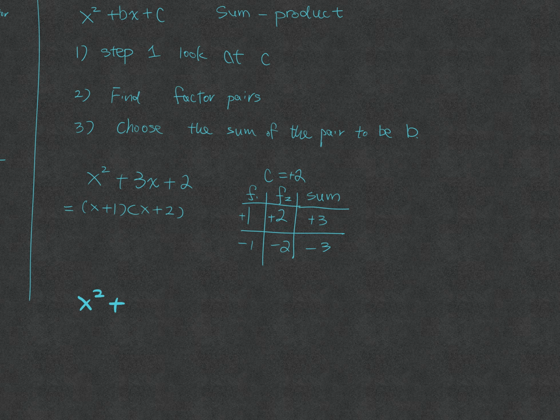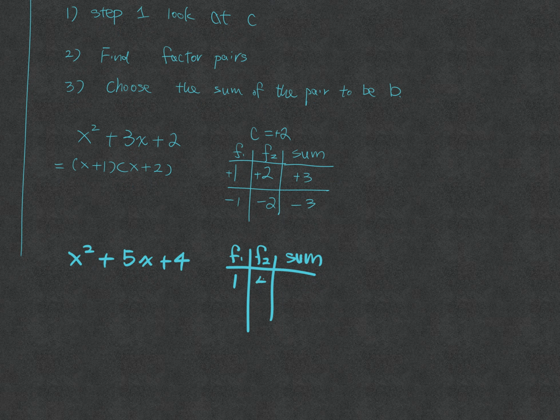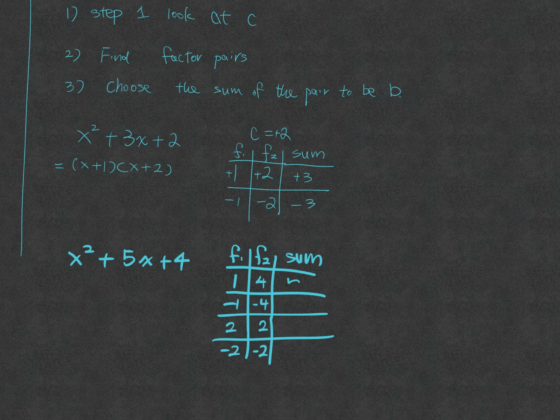If we have, let's say, this one, x squared plus 5x plus 4, again, let's try that. F1, F2, and sum. Now we know the product is positive 4, which means 1 and 4, and then negative 1, negative 4, and we also have 2, 2, and negative 2, negative 2. When you really do the work, you don't actually need to find all pairs. Just choose the pair that matches your needs. So this is what we want. So we have x plus 1 and x plus 4.